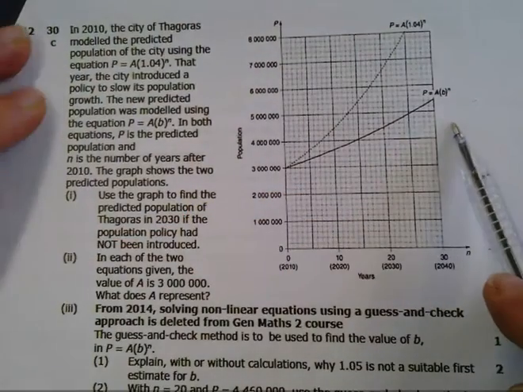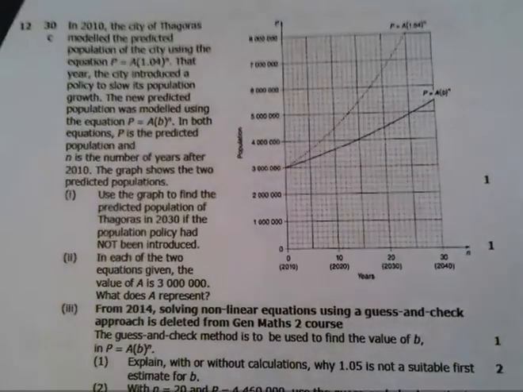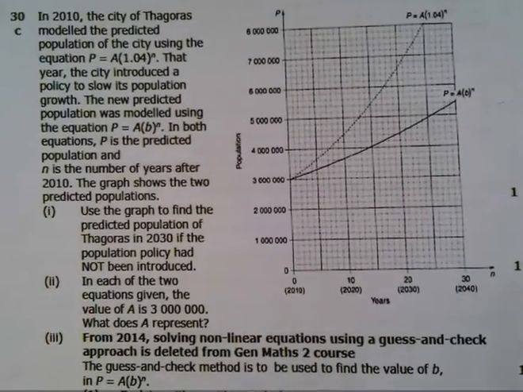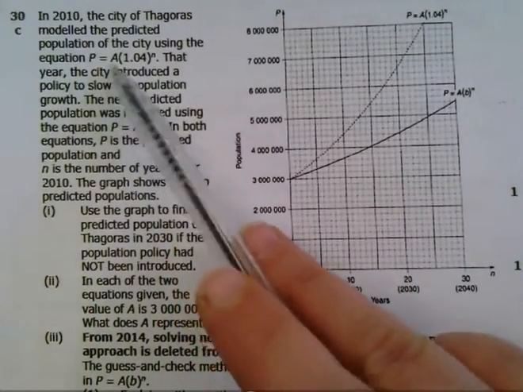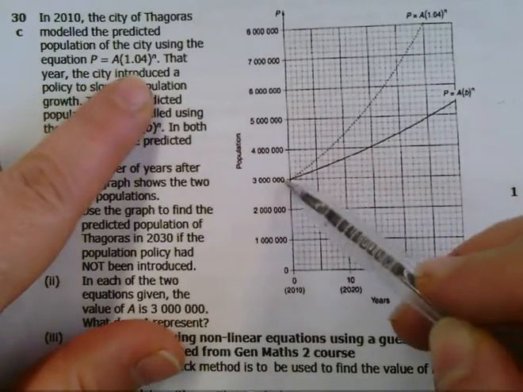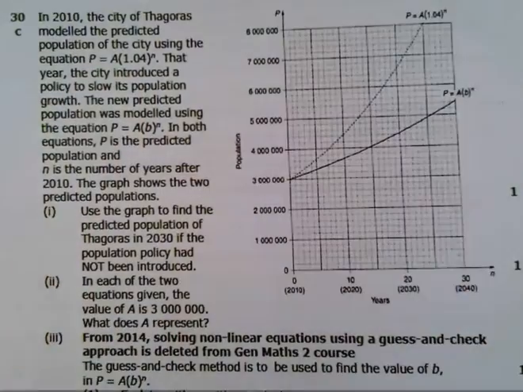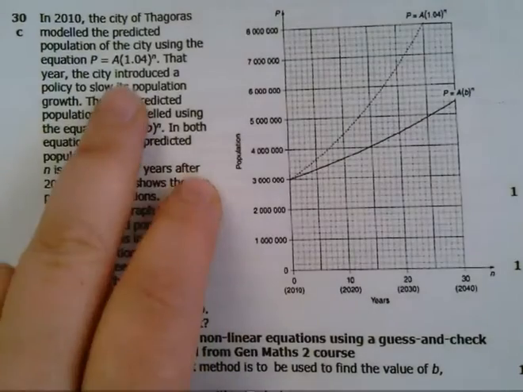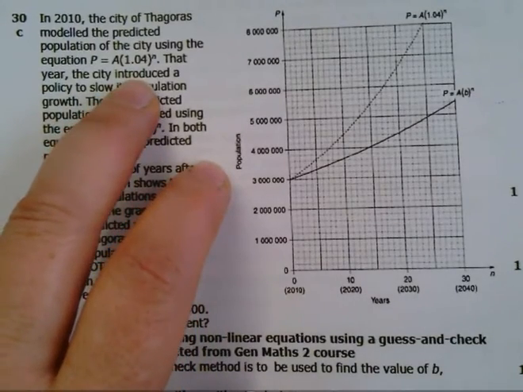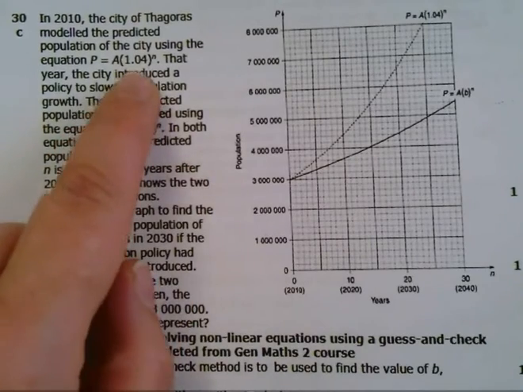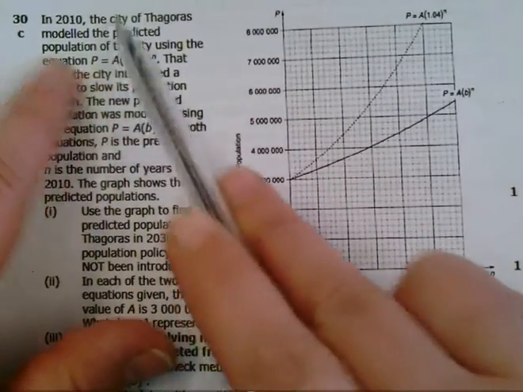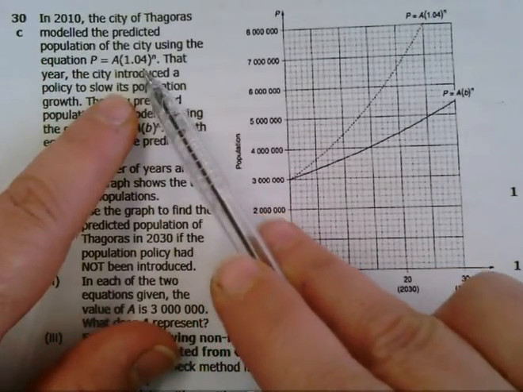This B might be a whole number too, so I'm not quite sure. Well, we'll see. Okay. So in 2010, the city of Pythagoras predicted the population of the city using the equation P equals A times 1.04 to the power of n. So when you see that equation, you should be able to tell me some things. What was the rate of growth of this population? This is 1 plus R. What's the R here? 0.04, which is what as a percentage? 4% growth. Okay, so this is the predicted population, 1.04 to the power of n.